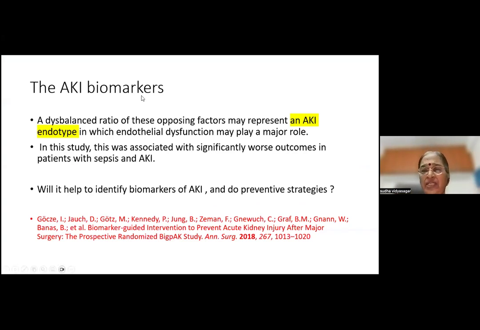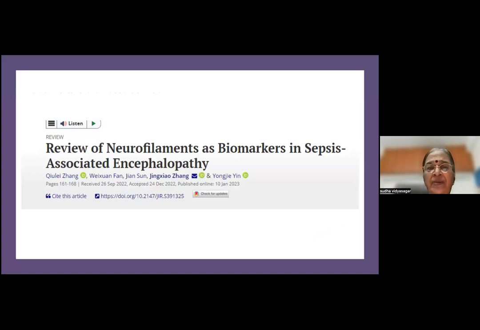There are studies which show that there are phenotypes or endotypes of patients who have a propensity to get an acute kidney injury in the presence of sepsis, in which endothelial dysfunction may play a role. If you can identify these people who will go into kidney failure, then you can do preventive strategies in them. So a biomarker is no more used only for diagnosis. It is used for the prediction of a complication. That's a very exciting field.